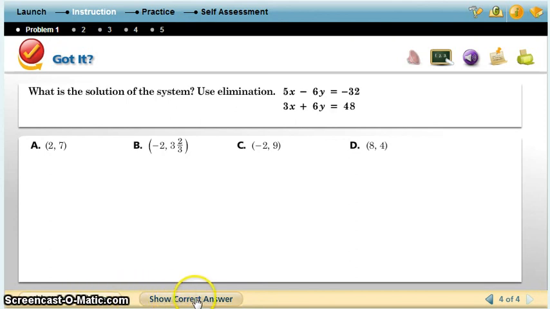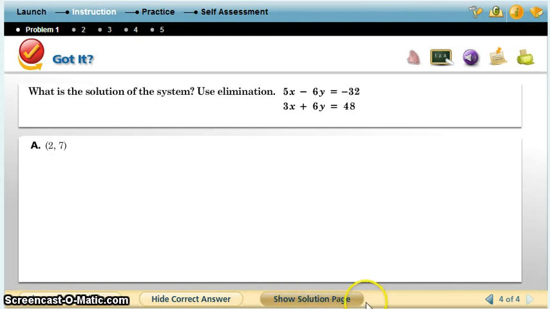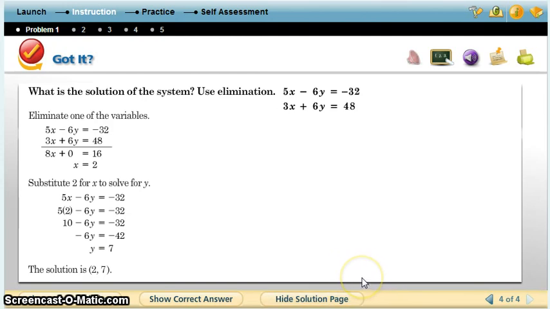And hopefully you've worked this problem out on your own, and the correct answer is A, 2, 7. Here's your solution page, so you could go ahead and pause the video when that page comes up and just double check to see what mistakes you may have made when you were trying to eliminate the variable and solve this system.